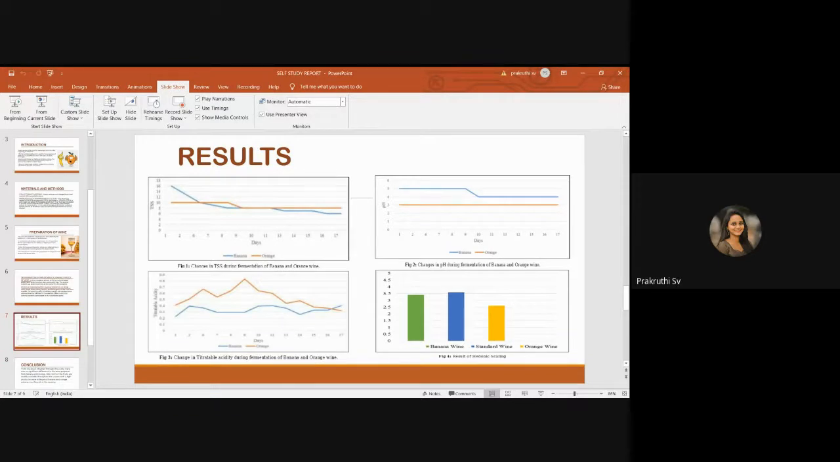Figure 3 shows the change in the value of titratable acidity during the fermentation of banana and orange wine. The initial titratable acidity of the banana was 0.23. The maximum titratable acidity, 0.4, was observed on the 11th day. It decreased to 0.4 at the end of fermentation. In the case of orange, the initial titratable acidity was 0.41. The maximum titratable acidity, 0.83, was observed on the ninth day, that decreased to 0.32 at the end of fermentation.